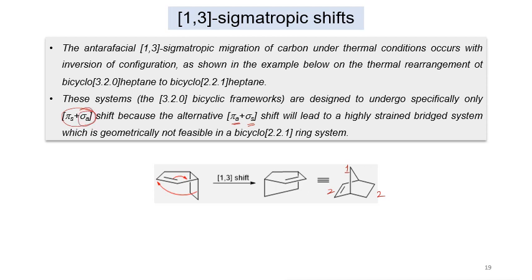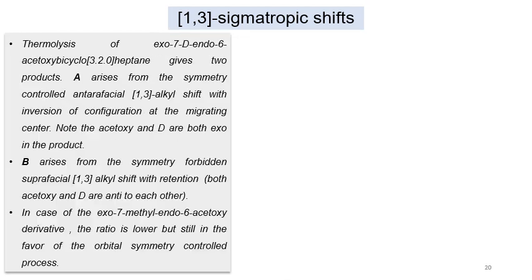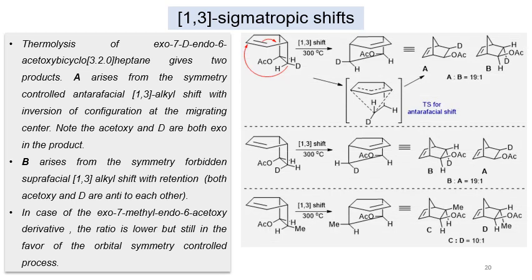Okay, like we had mentioned earlier, these type of shifts will occur only in systems which are highly strained. For example, let us look at this particular thermolysis. Now you can see here in the starting material, in this particular example, the deuterium and the acetoxy are on the opposite side.